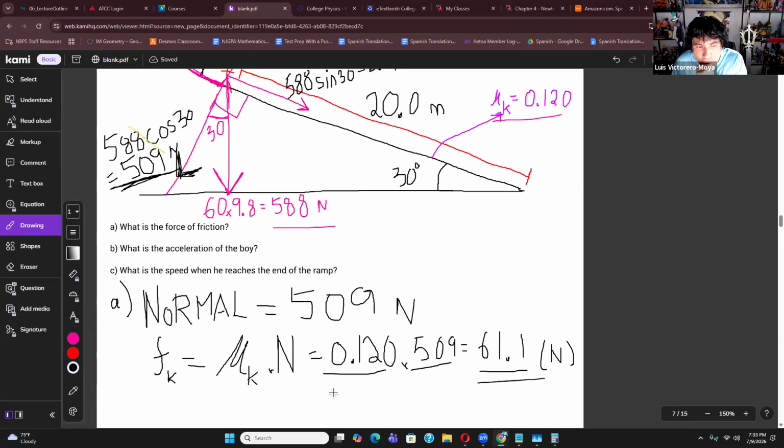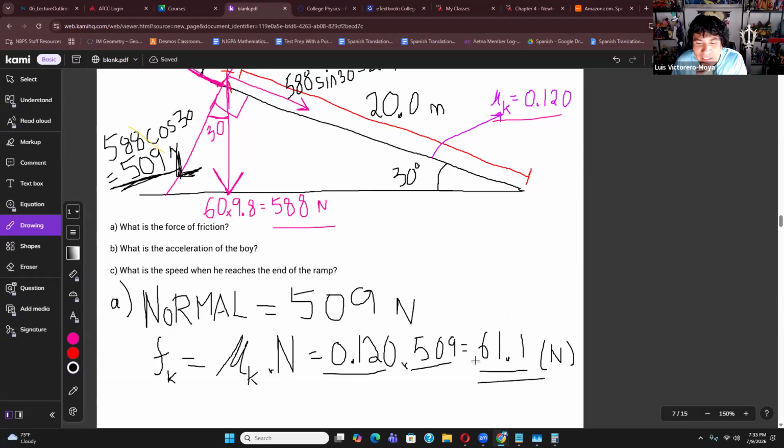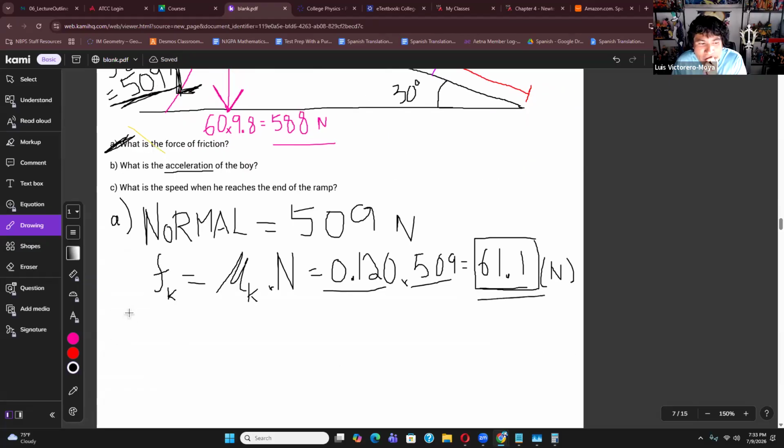All right. So, okay, that's part A, basically. That's the answer for part A. That's the force of friction. We got this. How do you find the acceleration now? Part B. How will you find the acceleration?